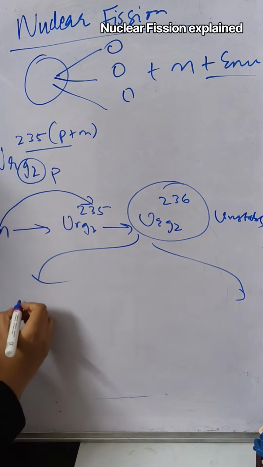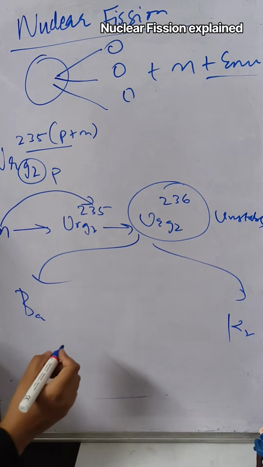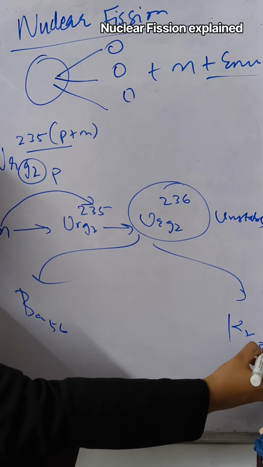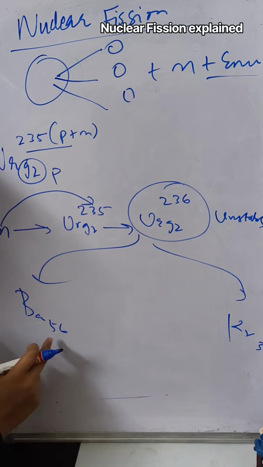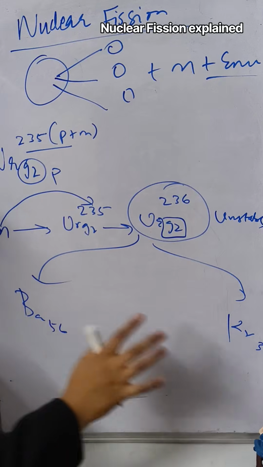The two important products are barium and krypton. Barium has atomic number 56 while krypton has atomic number 36. Now if you sum these protons, 56 and 36, you will get 92. So it's a neutral reaction.